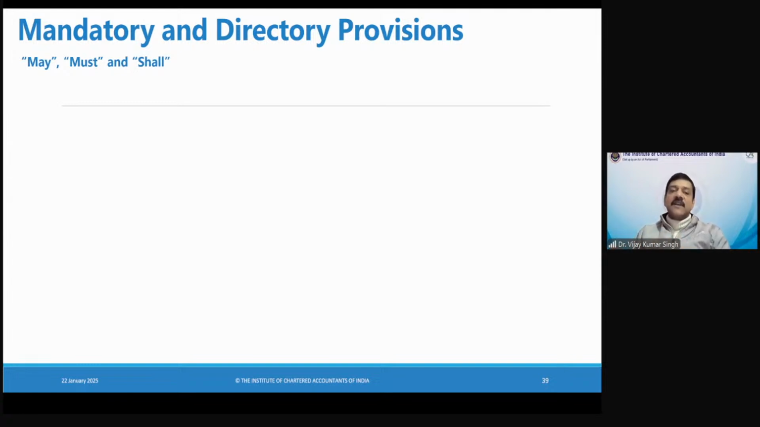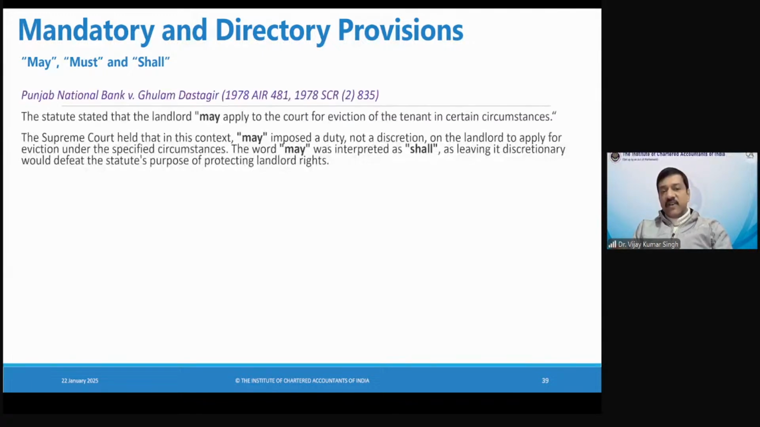Now let us talk about another important thing, that is mandatory and directory provisions. So in law, you will have mandatory provisions and directory provisions. Most of the times it will be "may" and "shall". This we also saw in our General Clauses Act, and I will repeat those slides briefly. But in one of the cases, Punjab National Bank versus Ghulam Dastagir, the statute stated that the landlord may apply to the court for eviction of the tenant in certain circumstances. Here in this case, the Supreme Court said, in this context, "may" imposed a duty, not a discretion, on the landlord to apply for eviction under the specific circumstances.